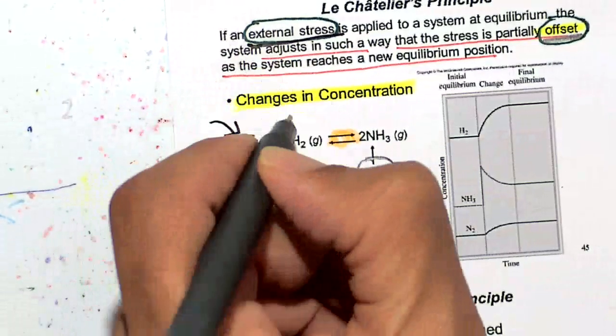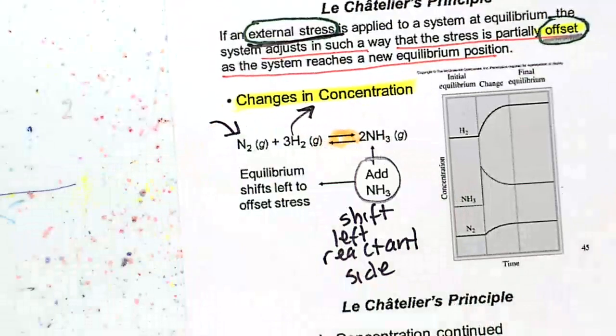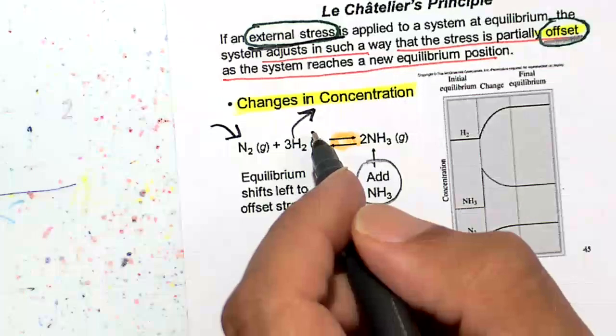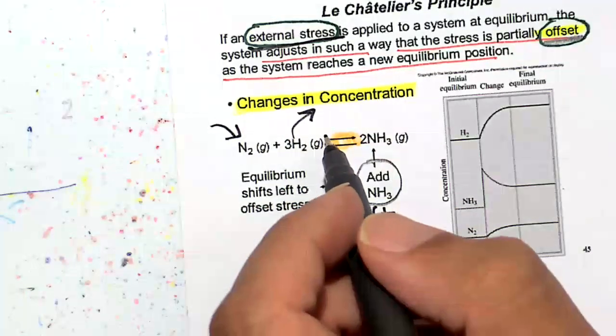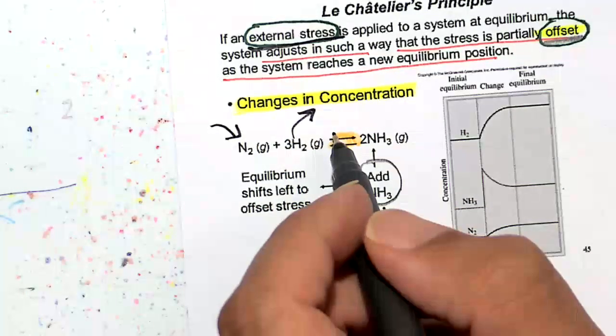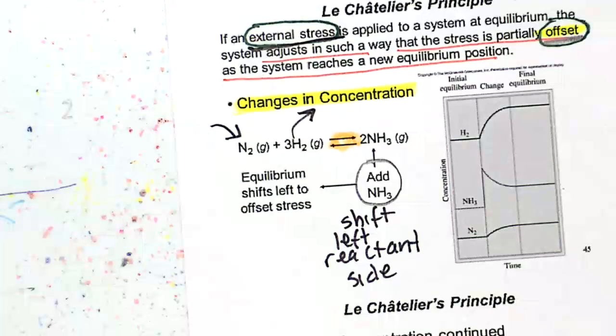To the right. What happens if I remove H2 gas? What is the offset of removing H2 gas? The equilibrium will react in such a way to add back the H2 gas. So where will it shift if I remove H2, to the right or left? To the left. So whatever you do, it does the opposite.